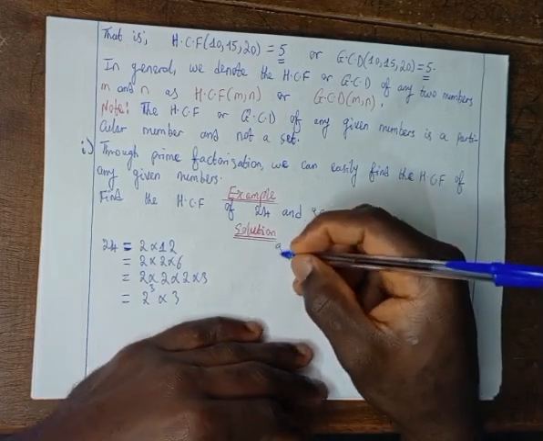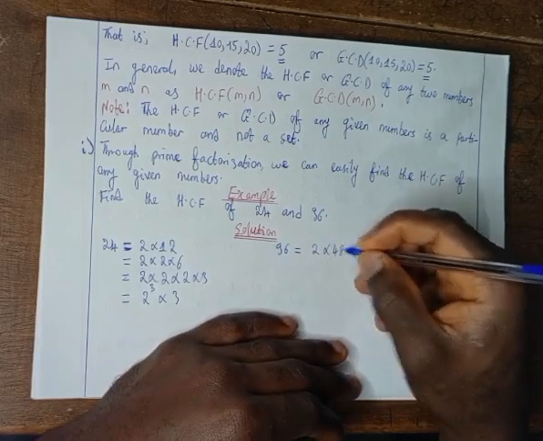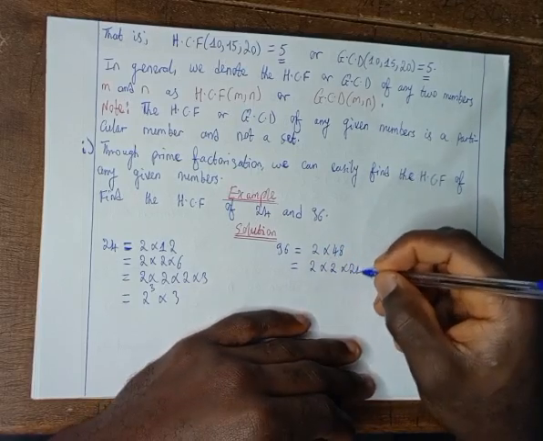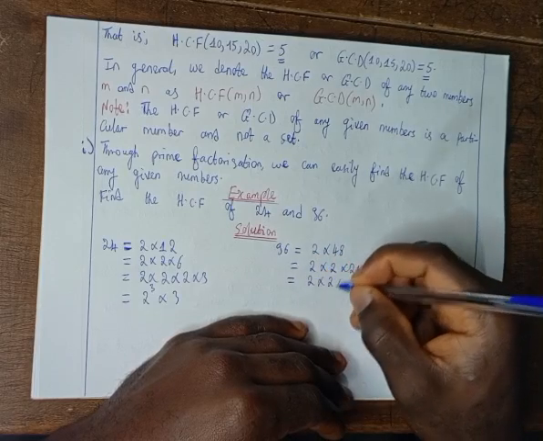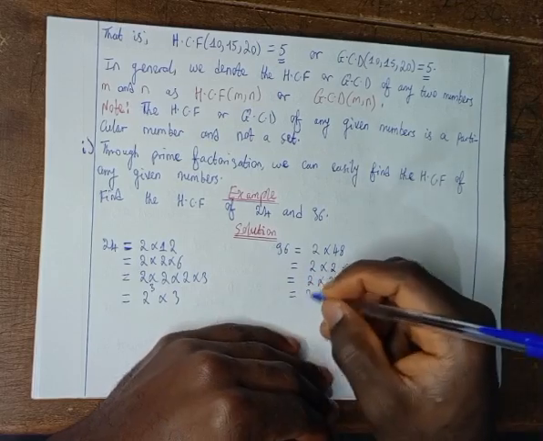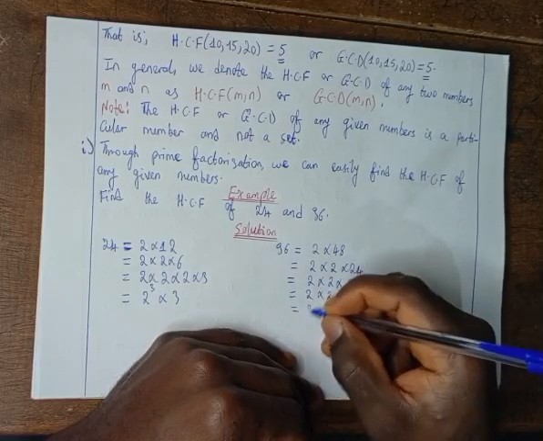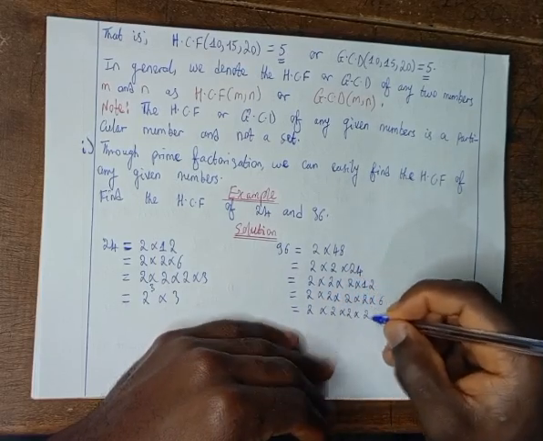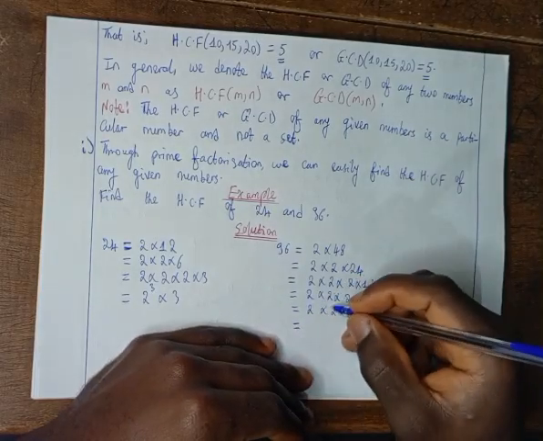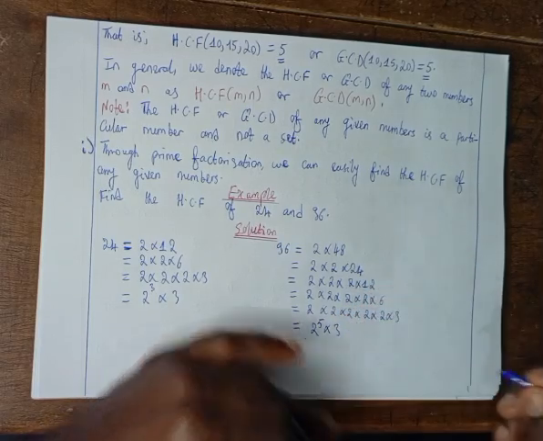Next, let's prime factorize the number 96. We know 96 divided by 2 gives us 48. This will be equal to 2 times 2. We know 48 divided by 2 gives us 24. This will simply be equal to 2 times 2 times 2, as 24 divided by 2 gives us 12, which will be equal to 2 times 2 times 2 times 2. 12 divided by 2 gives us 6, equal to 2 times 2 times 2 times 2 times 2, and 6 divided by 2 gives us 3. So this will simply be equal to 2 raised to the power 5 times 3.